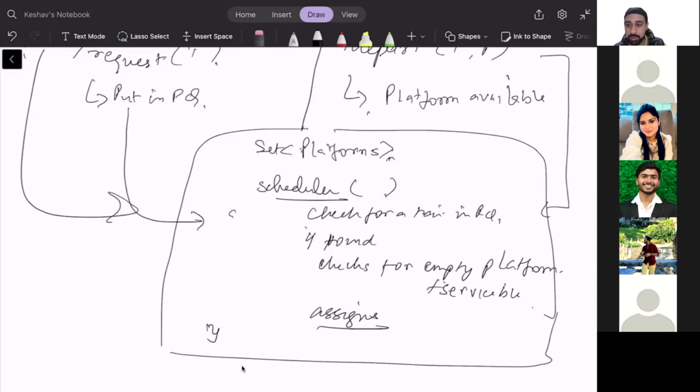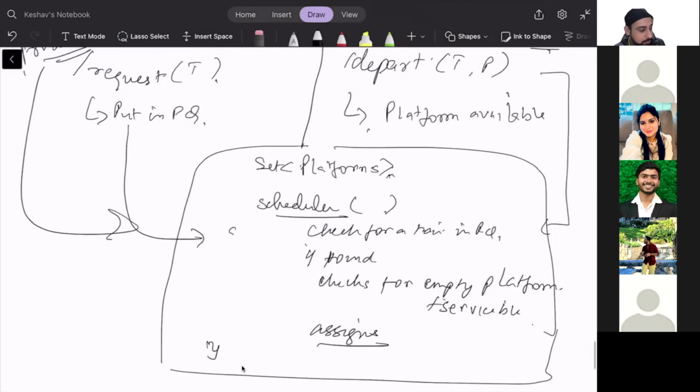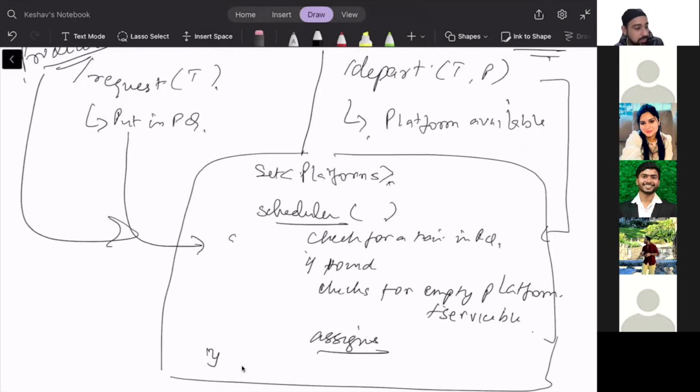Can you just repeat this flow again? When a request is coming, what all is happening after that, step by step? So you just put it in a priority queue, and when a departure is coming, you just make that particular platform available. Okay, so now the train is just sending a request. We have put it in a priority queue, but what are we telling the train? You don't give anything. You just say, I have taken your request, that's it.